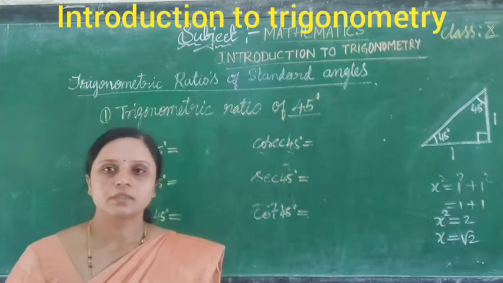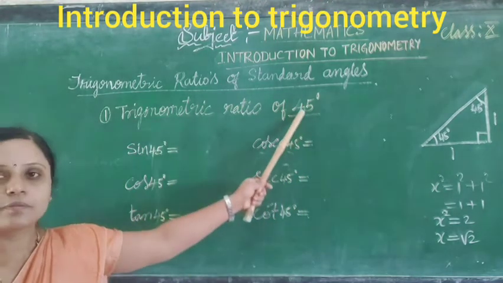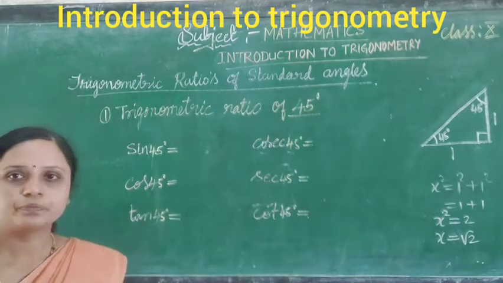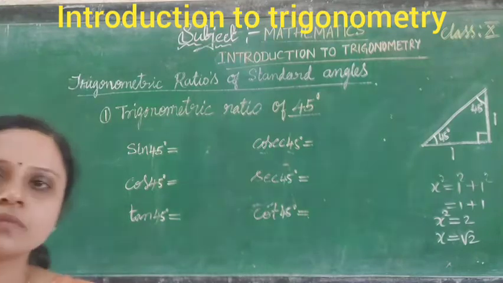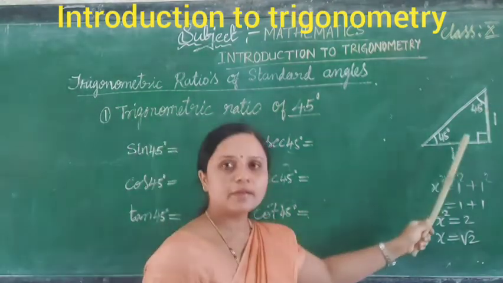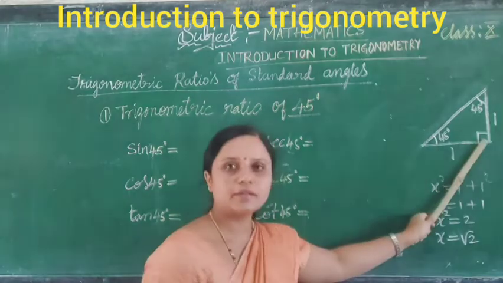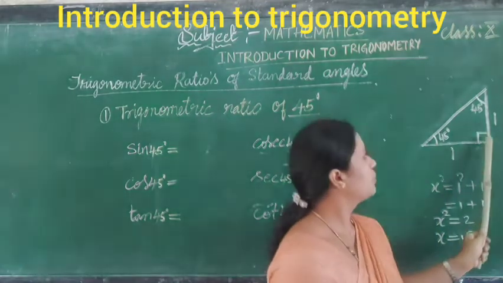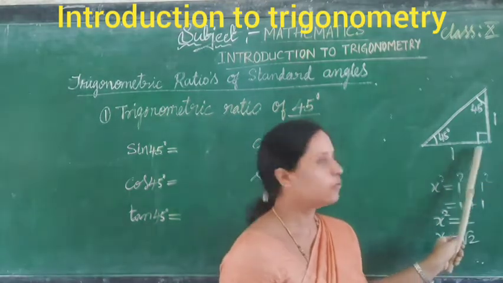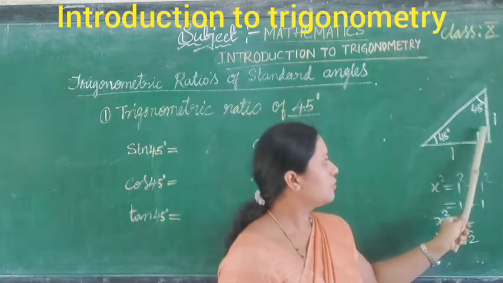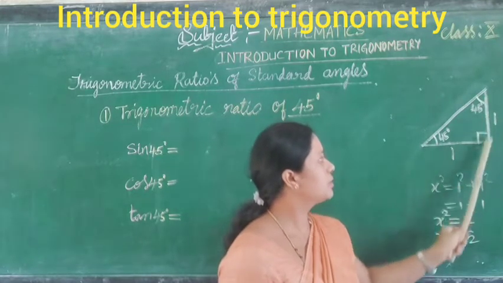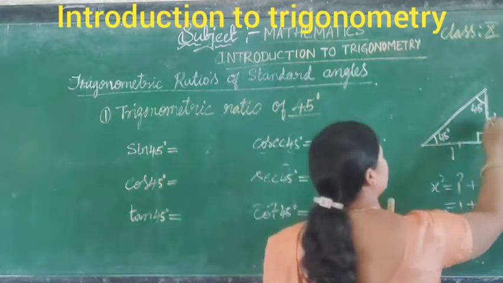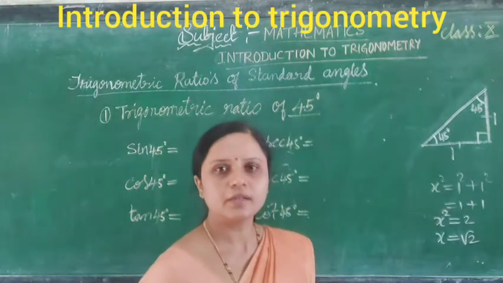Thereafter we are going to the third angle, that is 45 degree. Trigonometric ratio of 45 degree is what? Here we consider a right angle triangle. It will be an isosceles right angle triangle. Isosceles right angle triangle means the two sides are equal. One angle will be 90 degree, and the two sides forming the 90 degree angle are equal sides. Okay, this side is equal to this side. That is what isosceles right angle triangle.